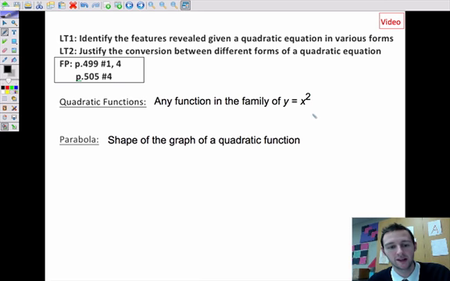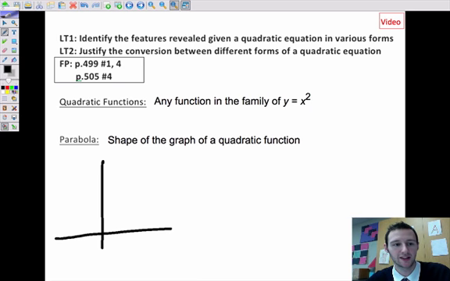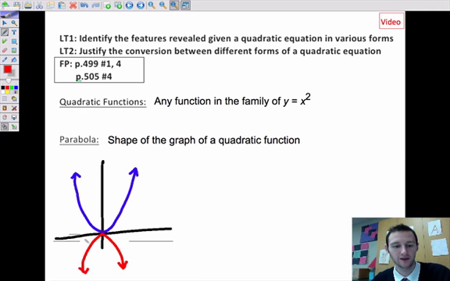A parabola then is the shape of the graph of a quadratic function. So we've seen quite a few graphs of these parabolas, and I'm still not any good at drawing them. Sometimes they open up like this. That's a parabola that opens up. Sometimes they open downwards as well. So you can have either one. So go ahead, feel free to pause the video if you need more time to write down some definitions.